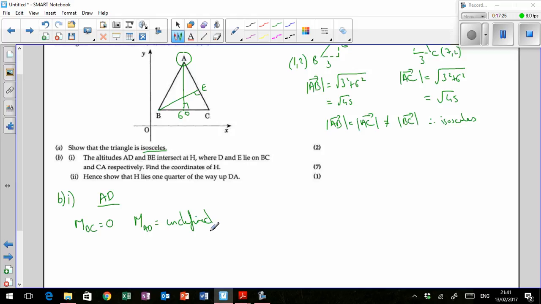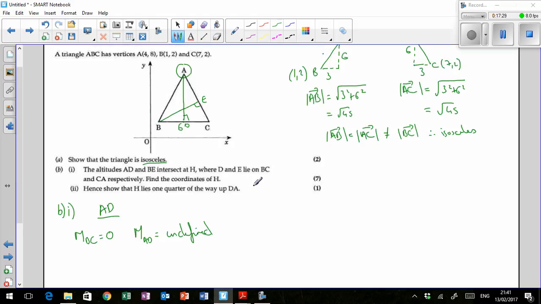We just need to say, in that case, a vertical line is going to have the equation x equals, because that's the only thing that all the points on that line have in common. In this case, because A is (4, 8), x is equal to 4.